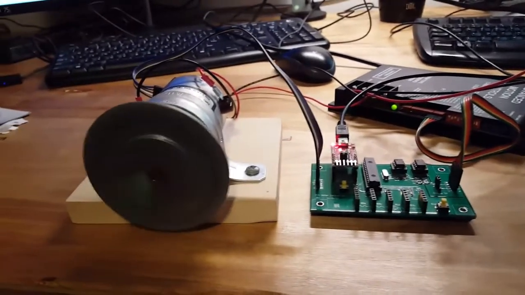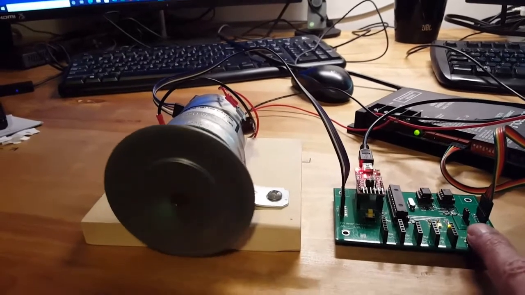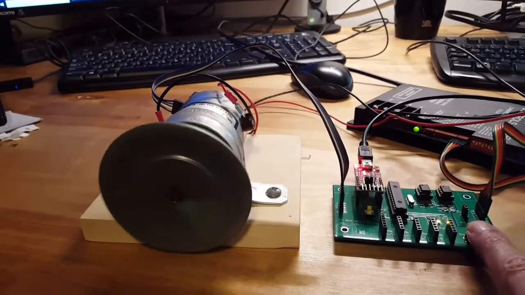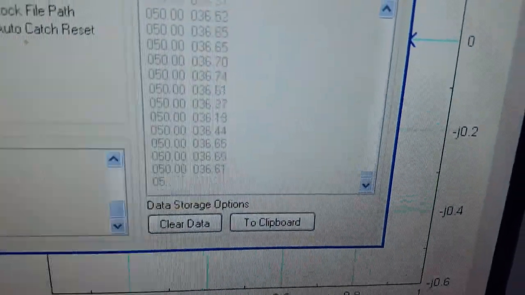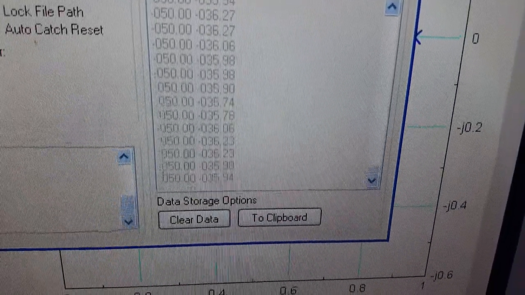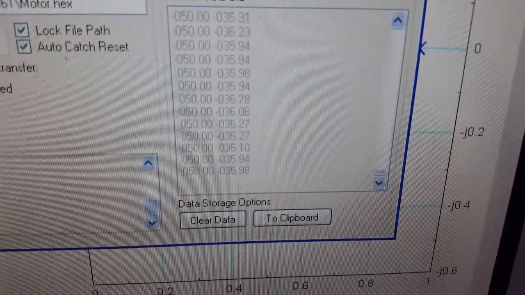Here we see proportional feedback for speed control. I've got a digital controller right now. When I hit the button, I change the set point from plus 50 to minus 50 radians per second. And this is the desired speed in the left column, actual speed in the right column. You can see that this is a type 0 system, and hence there's steady state error for step input.